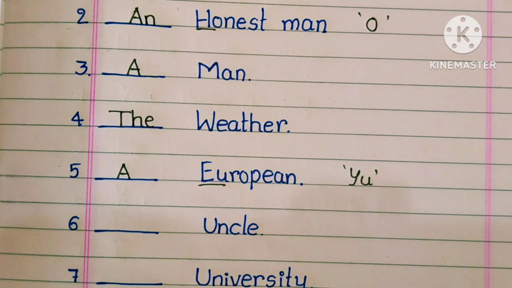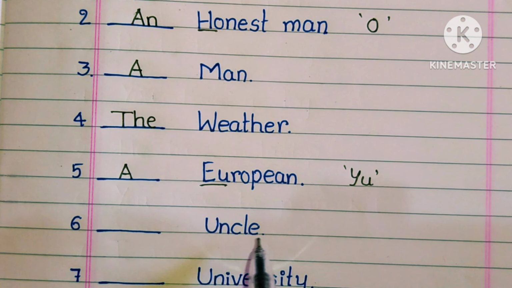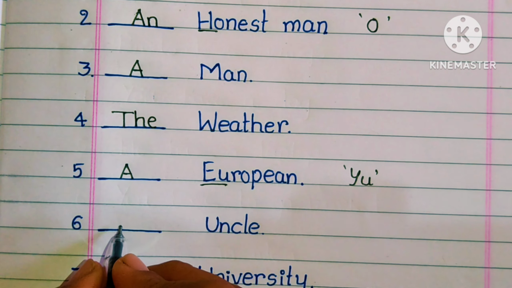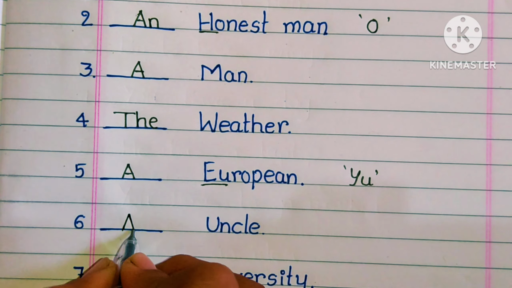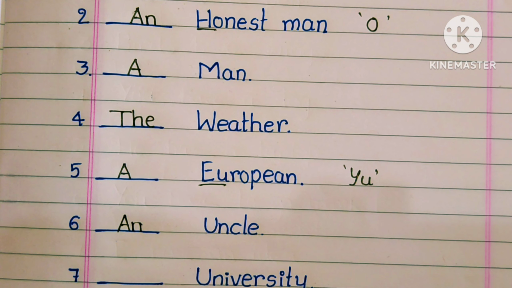Next one, sixth, dash uncle. Here we are using an because U sounds like a vowel sound. A, E, I, O, U. These are the vowel sounds. So we are using here an.